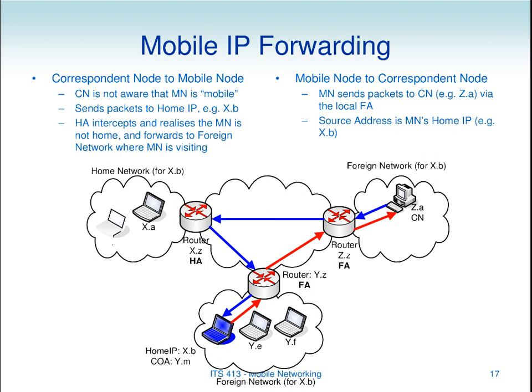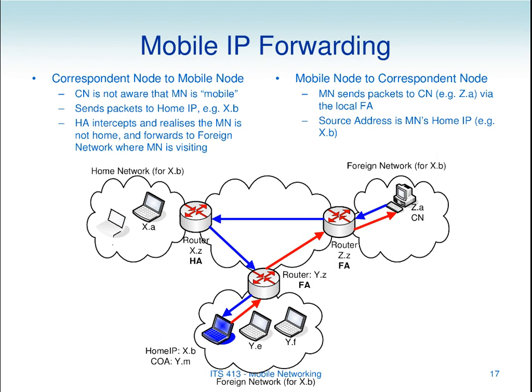And just to remind us, in the other direction, sending from CN to the mobile node, the blue direction, the source address will be Z.A, and the destination will be what? Source is Z.A, of course, this one's sending it. Where's it sending to? X.B. And when we reply, same pair of addresses, just reversed. That's what we'd expect. It would be strange if it was something different.